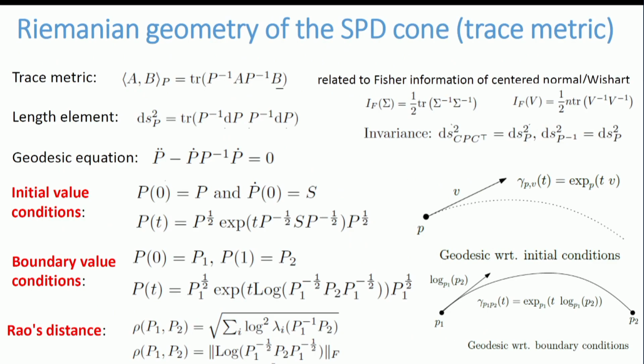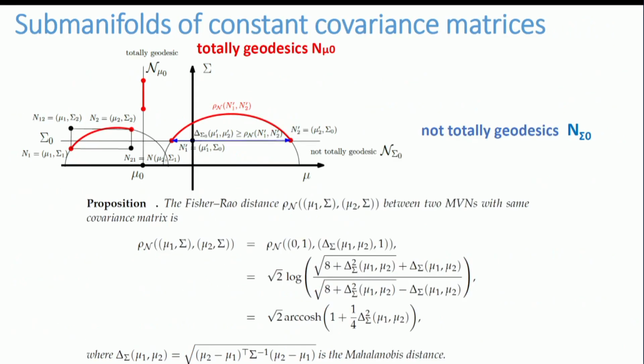In the case where mu is not constant, you can write everything: initial condition, boundary condition, and Rao distance in closed form. You have everything that is very clear for implementation, and it has been extensively used, and it's really well known.